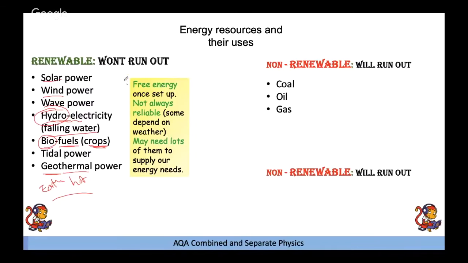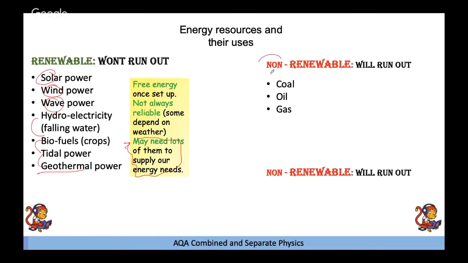The renewable ones are free energy. Really worth saying that once it's set up, it's free. They're not always reliable. So which ones are not reliable? Solar, wind, wave, they all depend on the weather. Now these next ones could really be described as reliable. Geothermal only works in certain places though. You might need lots of them to supply our energy needs. Okay, you'll need thousands of wind turbines to replace a coal power station, for example.